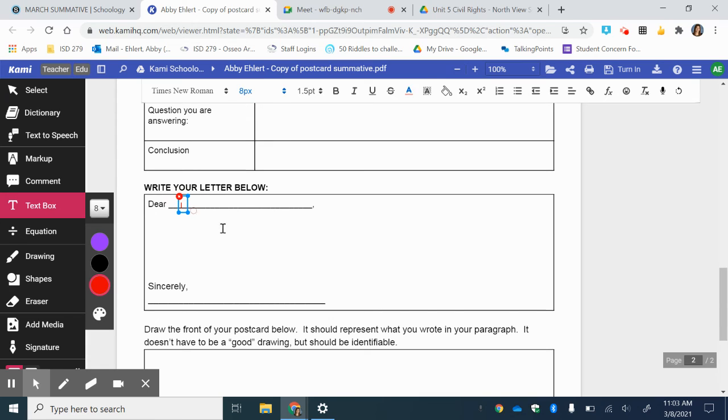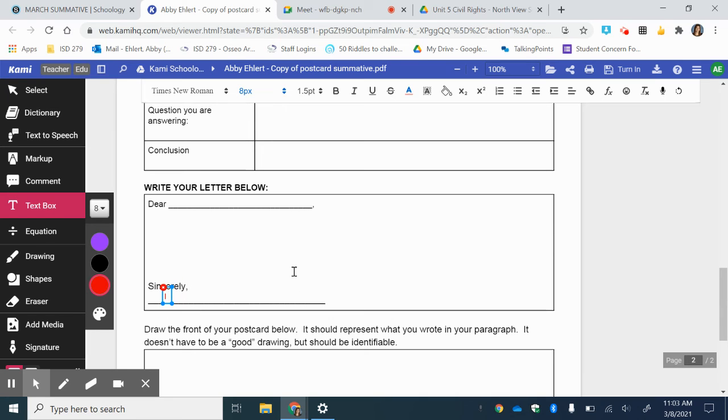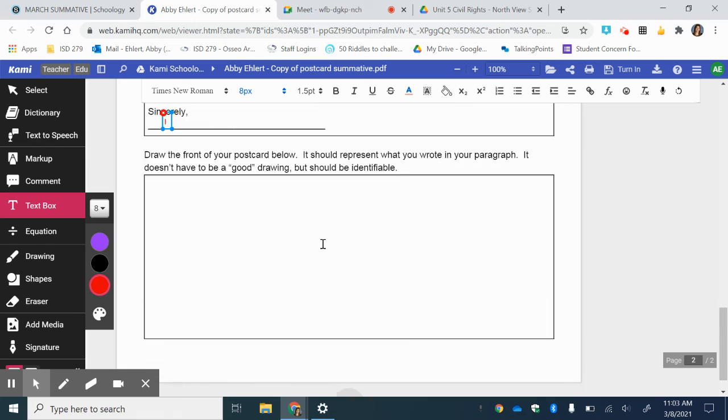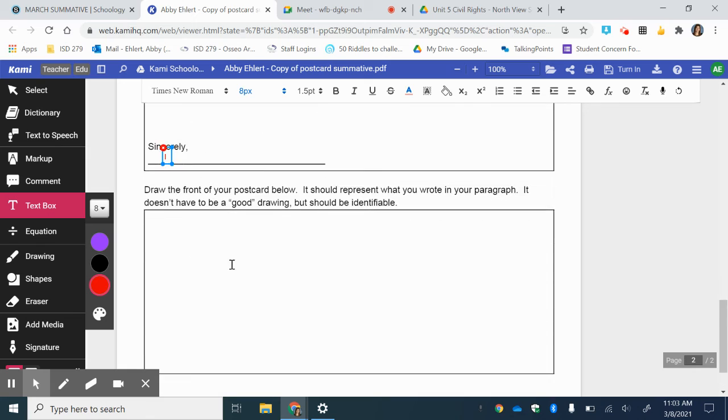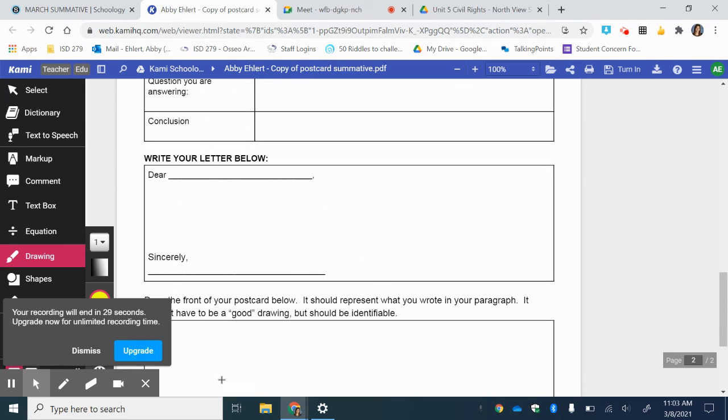When it says dear, you're picking somebody to write your postcard to. Then you're going to write your paragraph in the blank spot, and then sincerely, you'd sign your name. Then the last part is draw the front of your postcard below. It should represent what you wrote in your paragraph. It doesn't have to be a good drawing, but it should be identifiable. So if I wrote about voter registration, I'm going to draw a picture here with my little drawing tool that represents voter registration. If I chose women in the movement, I would show women in the movement. So the drawing that you do should relate to what topic you chose.